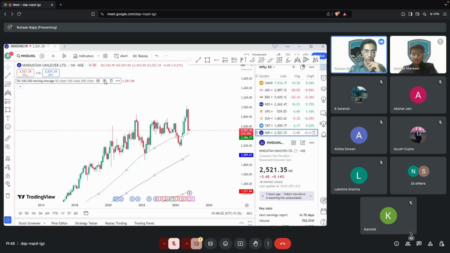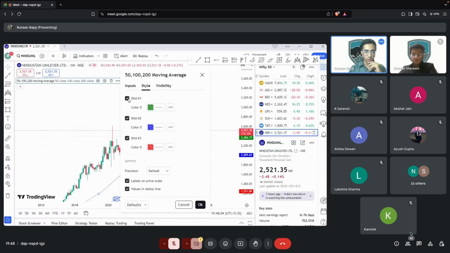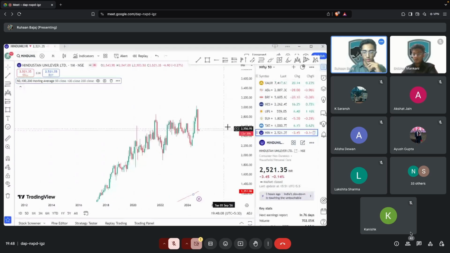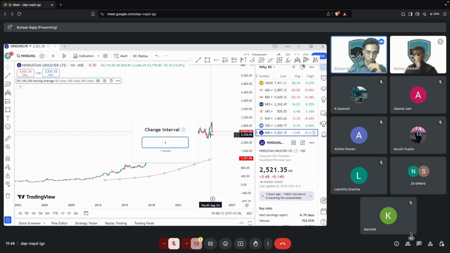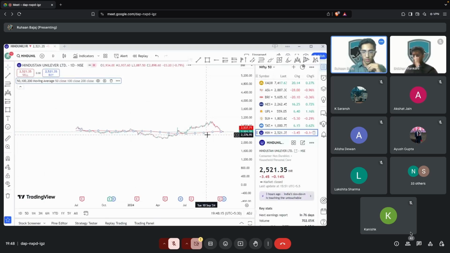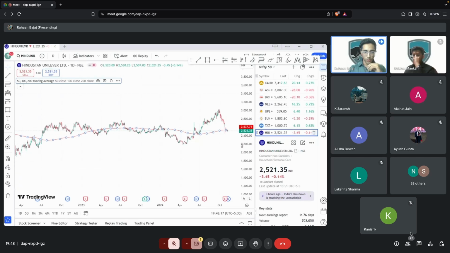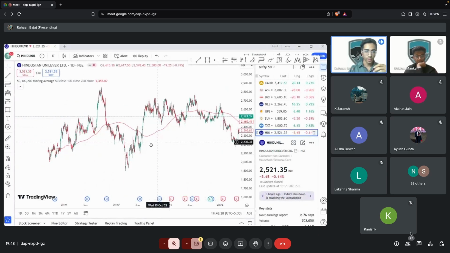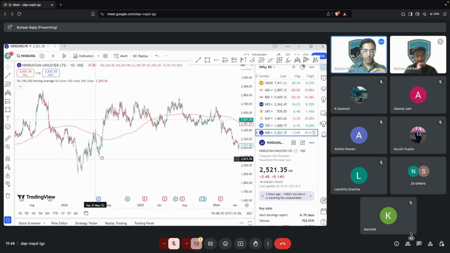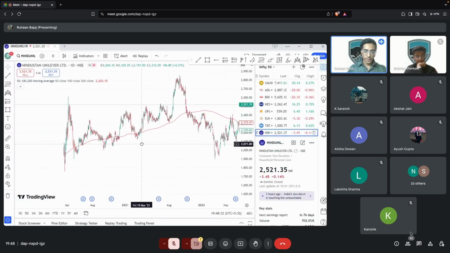Yeah, so what we're currently having is the 50-day, 100-day, and 200-day moving average. I'll cut out the 50 and 100, and we'll go to 1-day charts. Now, I personally, this is just for education purposes, this is not a buy or sell recommendation, I'll just tell where I personally had some interest in Hindustan Unilever.